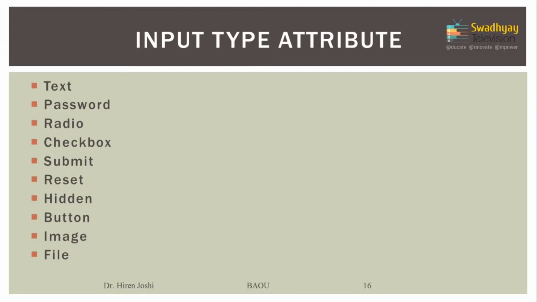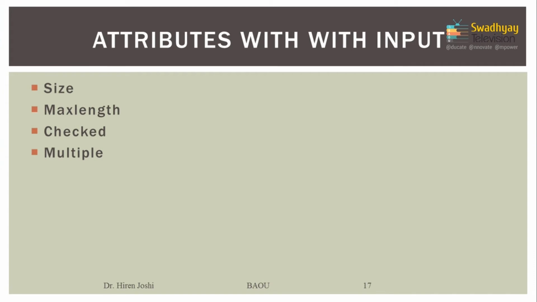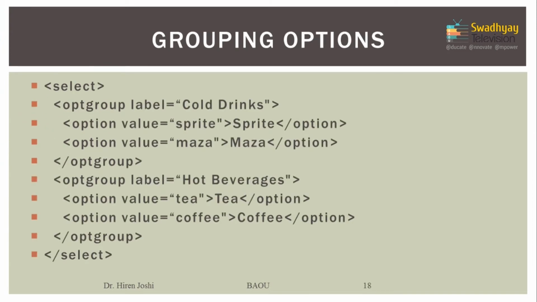I have taken text, password, radio button, checkbox, submit, reset, hidden, image and file. And the size attribute is used with the text box, maxlength you can use with the text box as well as password. Checked is used with radio button and checkbox, multiple is used with select to select multiple options from that drop down box. Now, sometimes you may require grouping options.